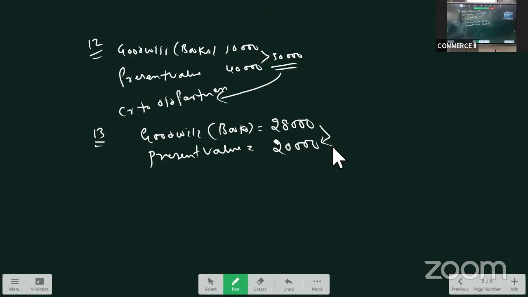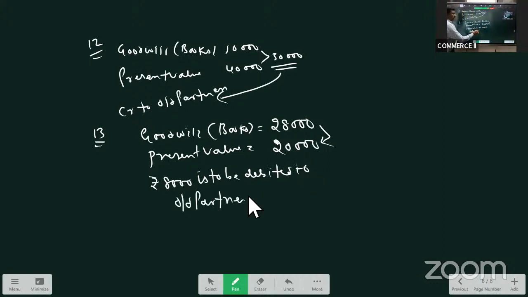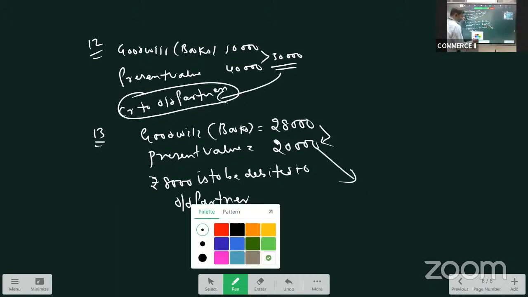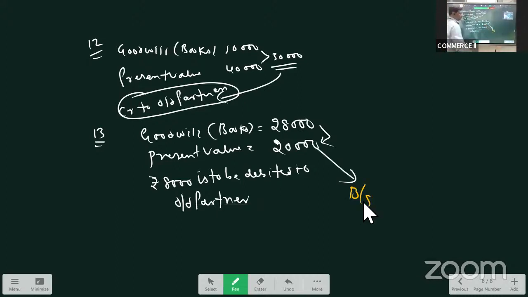The goodwill has come down. The reputation of the business has come down, maybe for whatever reason. Now what we should do is rupees 8,000 is to be debited to old partners. So very simple. If there is an increase, we credit it to old partners. And if there is a decrease, we debit it to old partners. How much? The net amount. And in the balance sheet, now the goodwill will appear at 20,000.